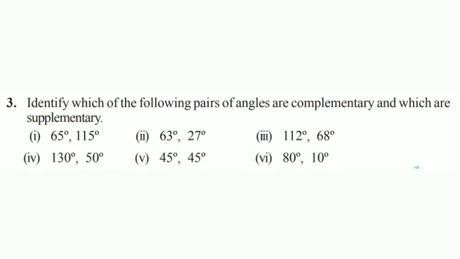In the third question, identify which of the following pairs of angles are complementary and which are supplementary. So what do you have to do? Simple thing, add them. If you get 90, they are complementary. If you get 180, those will be supplementary. So first you try it yourself. Simple thing, you have to add them and you can check your answers also.